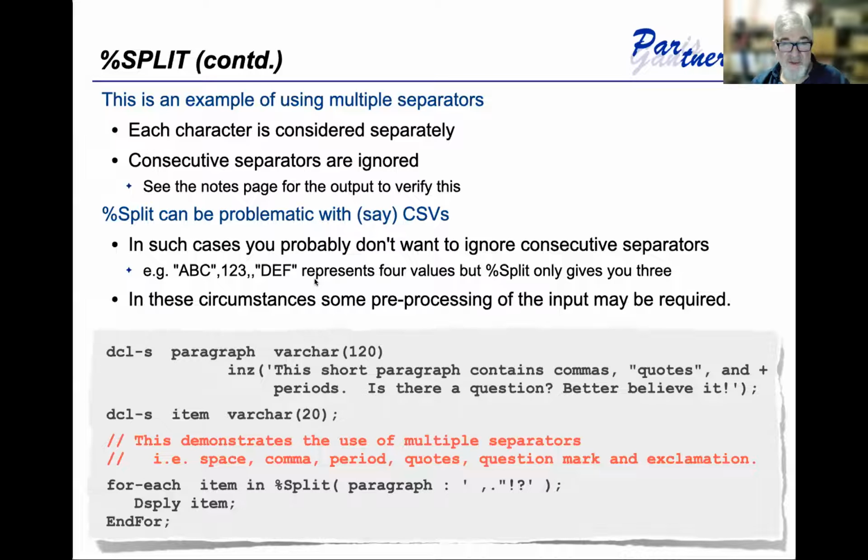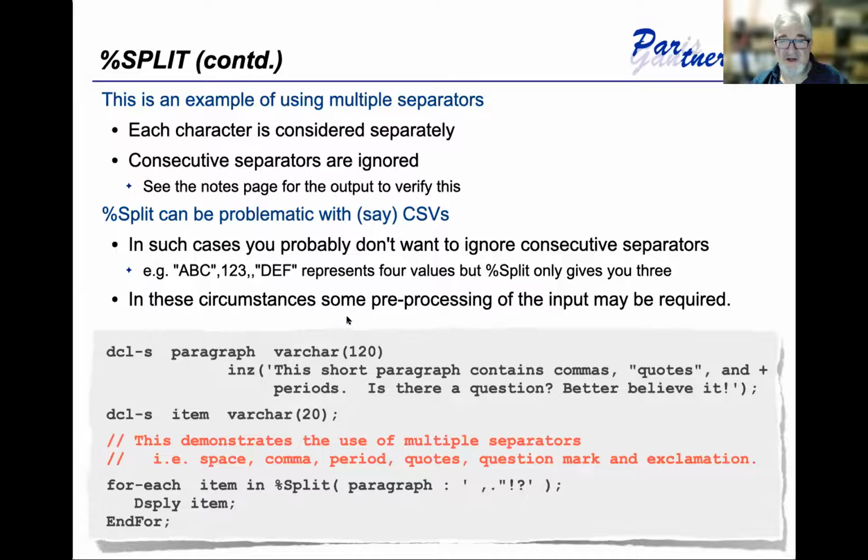But it doesn't work in many CSVs for the simple reason that if I've got something like this, ABC, comma, 1, 2, 3, comma, DEF. Now, if I process that with copy to import file, for example, this is field 1, field 2, nothingness, blank for field 3 and field 4. But split will only give me 3 because it will ignore the 2 consecutive delimiters.